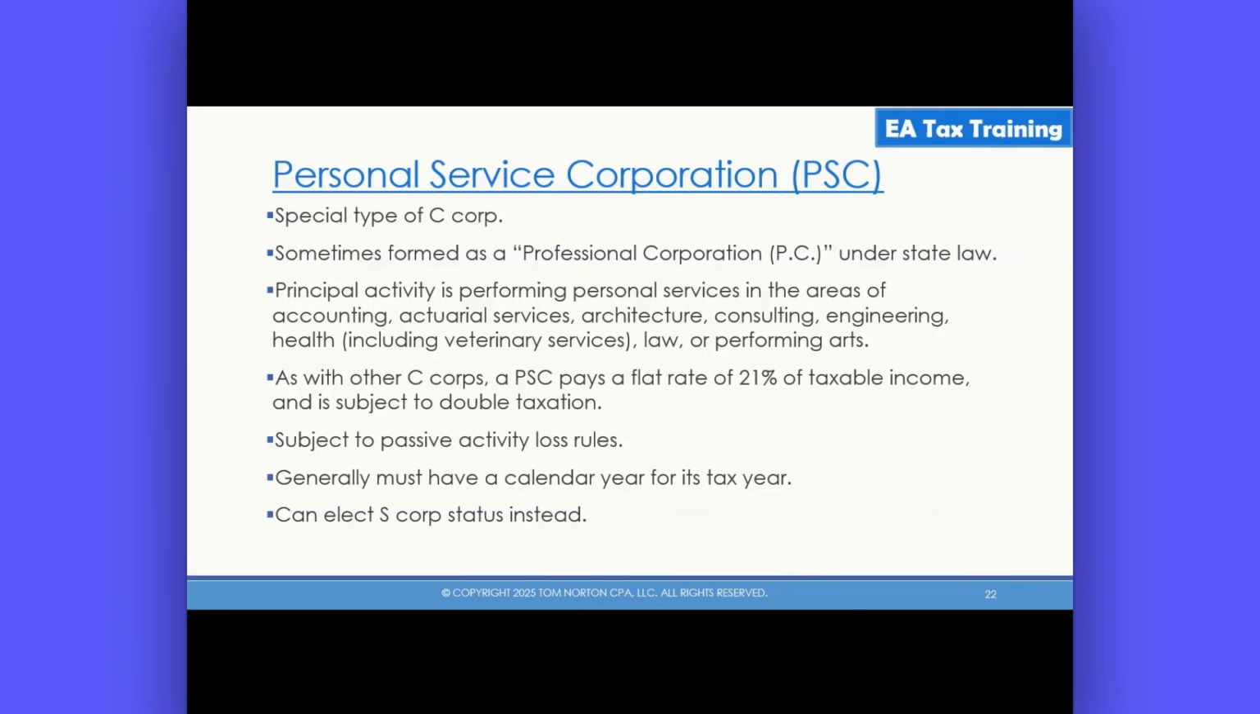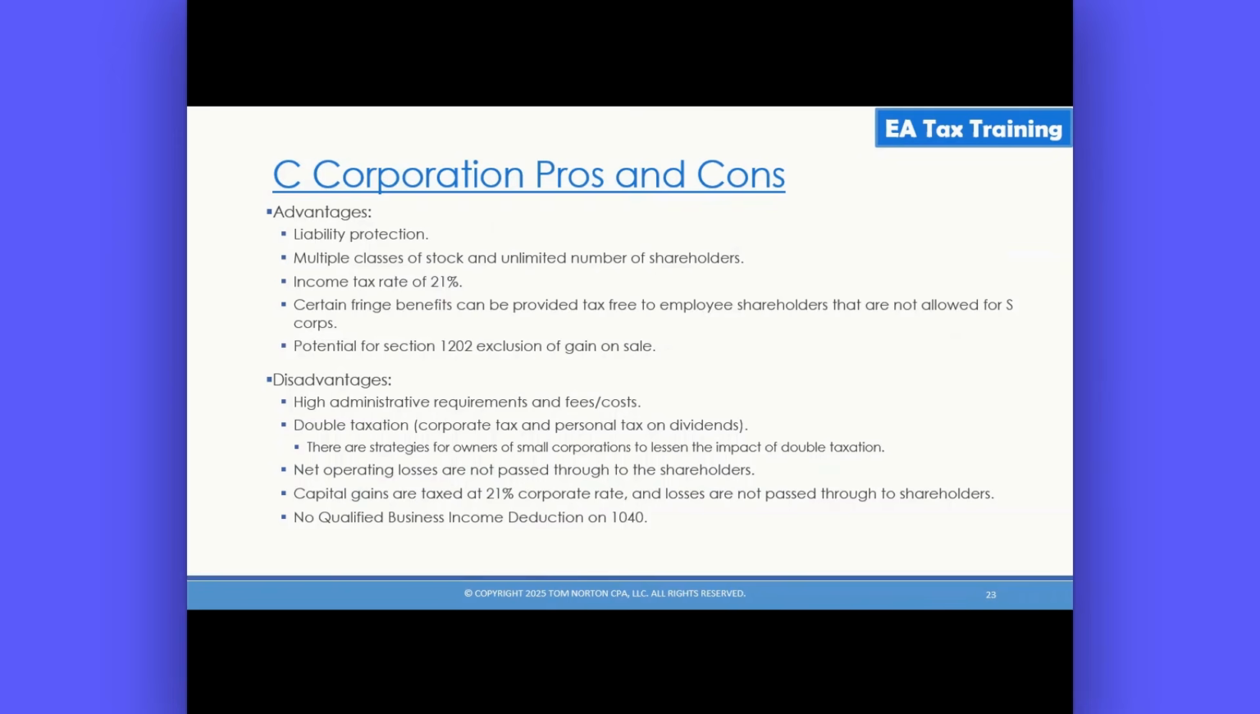So back in part one, we talked about individuals being subject to the passive activity loss rules. A personal service corporation is also subject to those passive activity loss rules. Generally, the PSC must have a calendar year for its tax year. We're going to talk more about tax years here in a little bit, but other C corporations do not have to have a calendar year, but a PSC does. And the PSC can elect S Corp status if it would like.